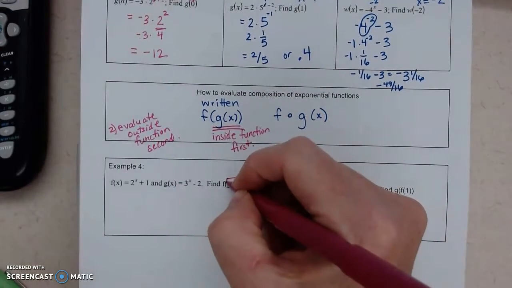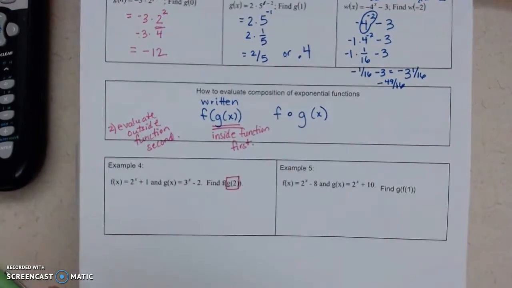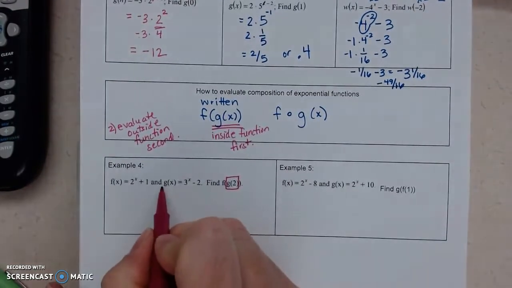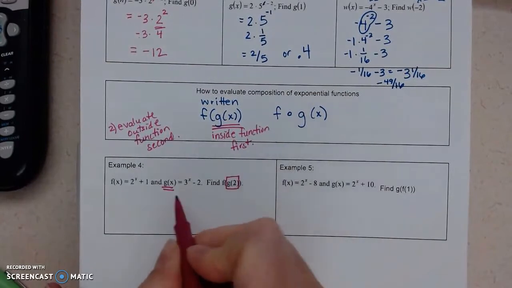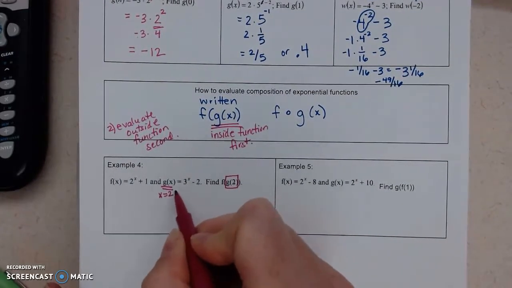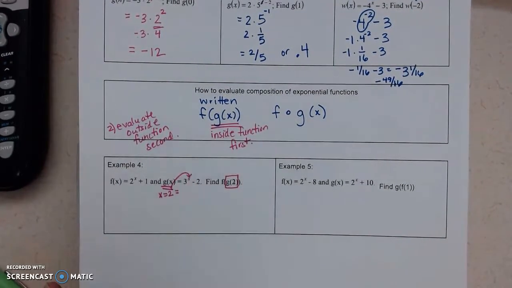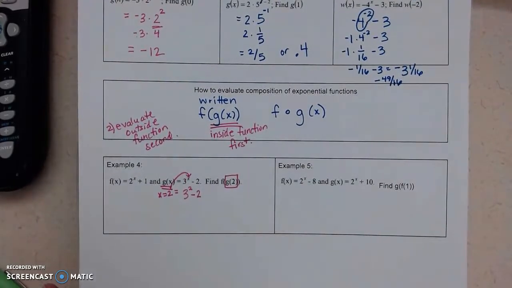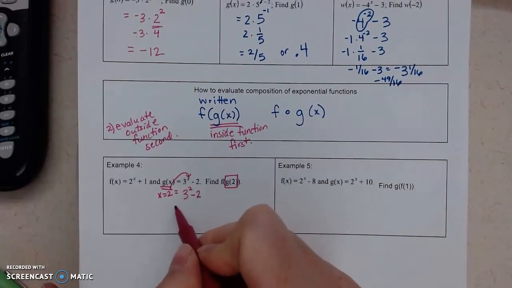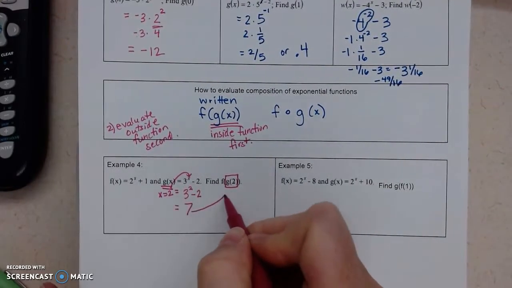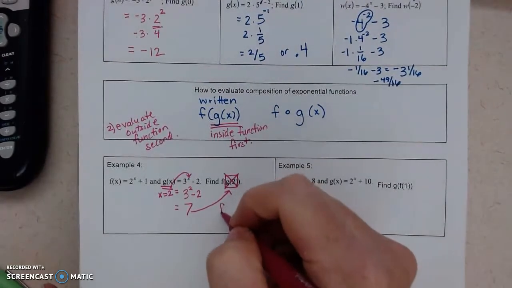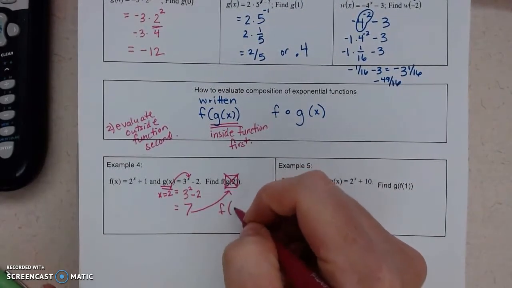I want to pay attention to the inside function, which is g of 2, and that's what we just did up above. If I go to the g function, that means that I want x equals 2. So I'm going to substitute 2 for the x. So 3 squared minus 2. 3 squared is 9. 9 minus 2 gives me 7. That is the value for the entire inside. So really, by substitution, the question is now, what's f of 7?